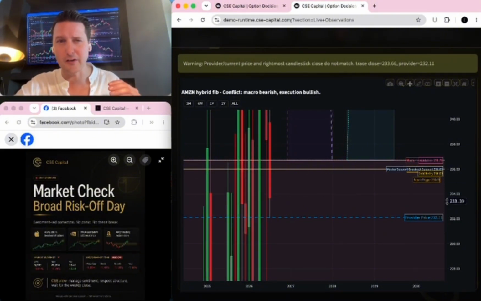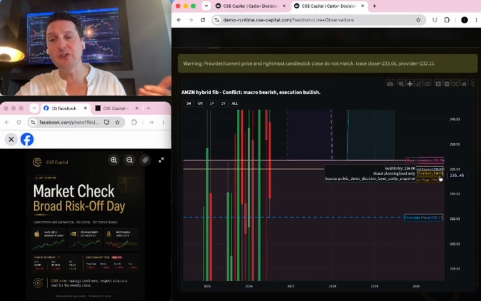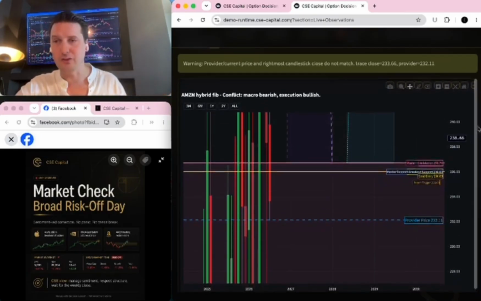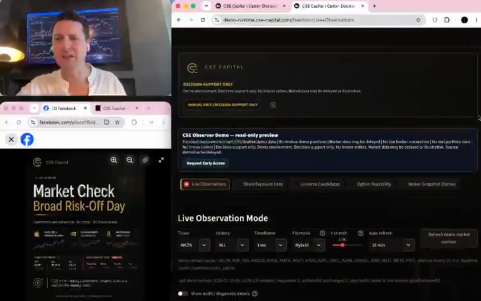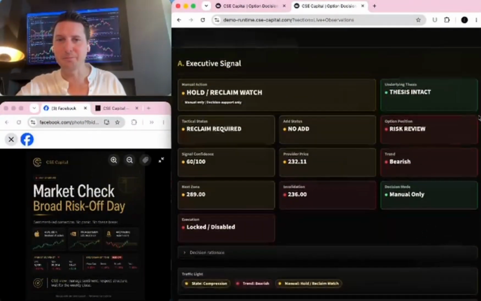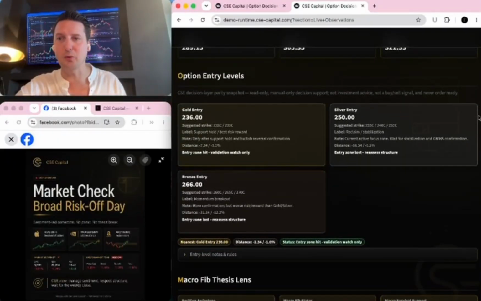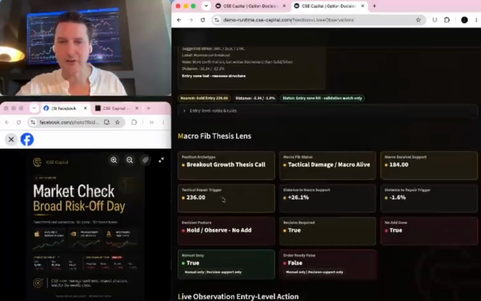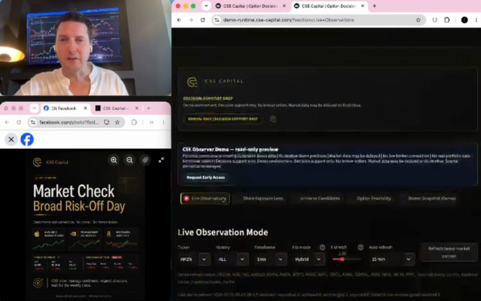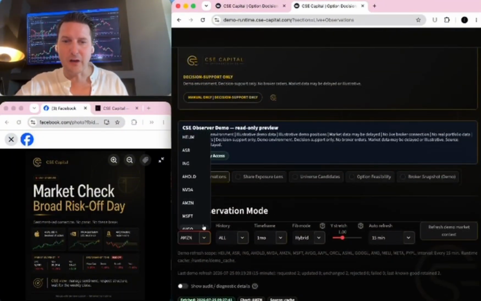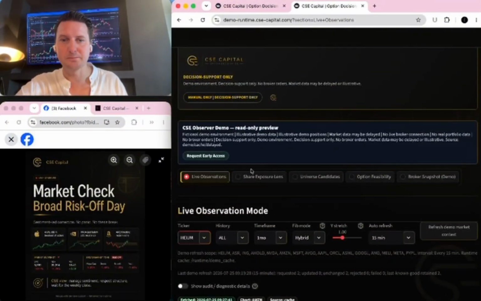But wait for repair. If the repair trigger is reclaimed, so if we reach 236 again, it's time to step in. Not an investment advice. This is educational purpose only, of course. As you can see, golden, silver, and bronze entry. All right, so this is how to read the dashboard.